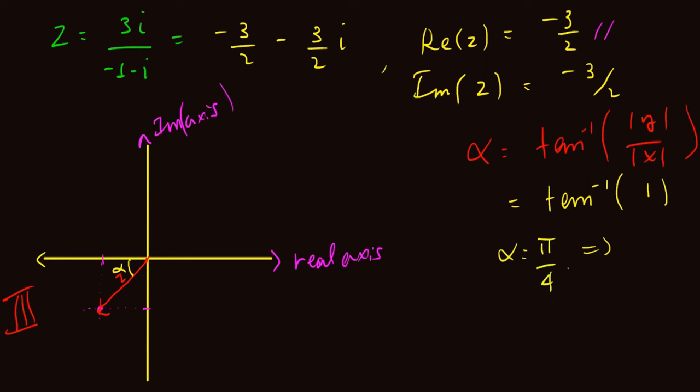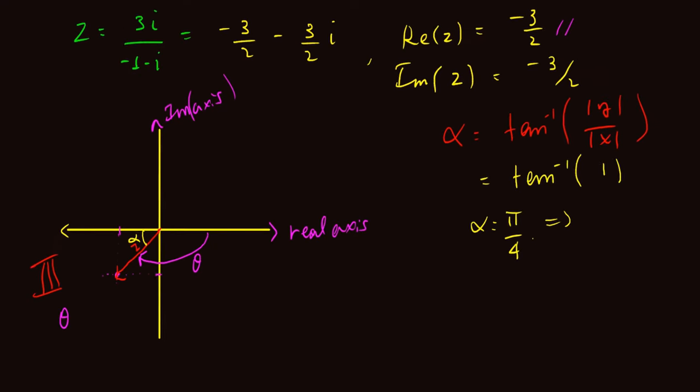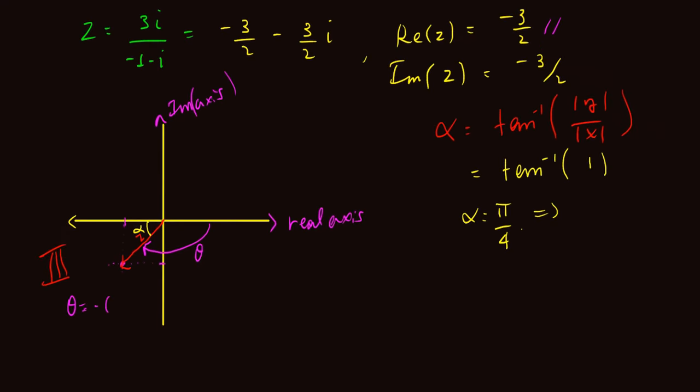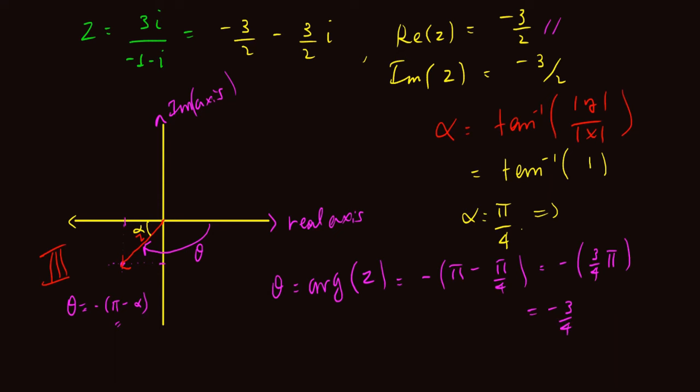But our theta, which is the argument, is always drawn from the positive x-axis to this number. This is our theta. Whenever we have our alpha in the third quadrant, theta will be equal to, by the formula, minus of pi minus alpha. Then the argument of z is equal to minus of, here we have pi minus alpha, which is 3 over 4 pi. So this is negative 3 over 4 pi.